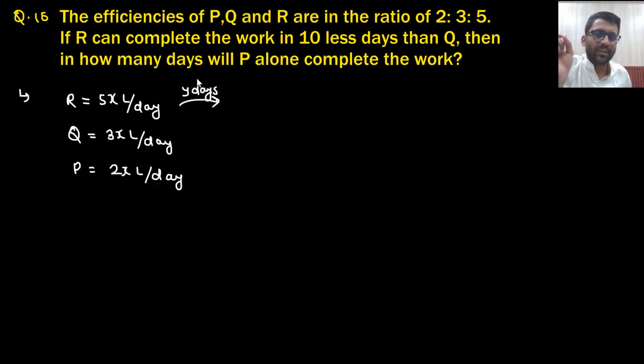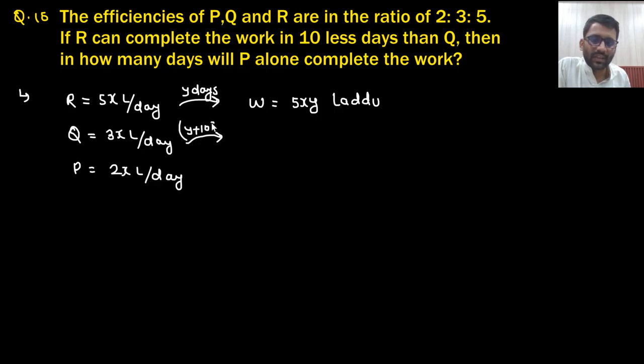So if R can complete the work in Y days, then what will be the work? Work will be eating 5 into X into Y laddus, right? And this same work Q is doing in Y plus 10 days, because R can complete it in 10 fewer days. That means Q is doing this in Y plus 10 days. So your work is equal to 3 into X into (Y plus 10) as well. Say yes or no.